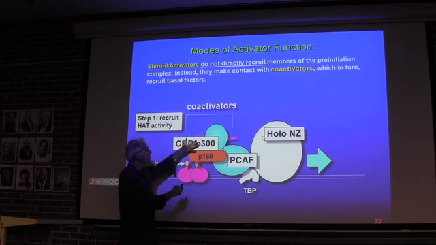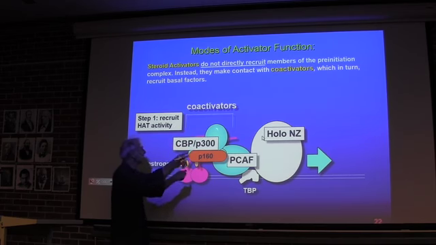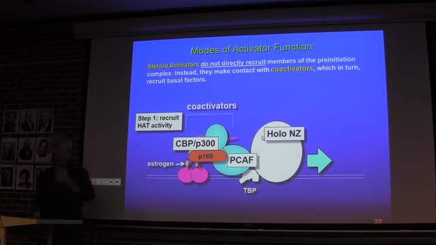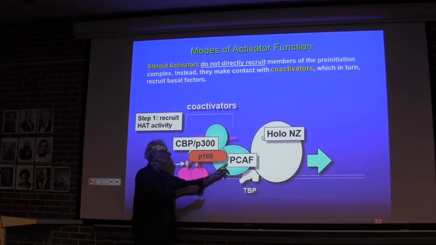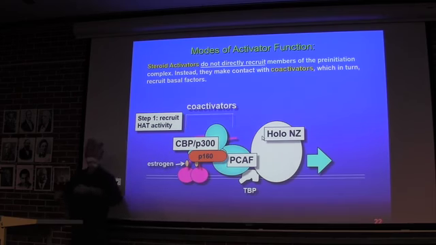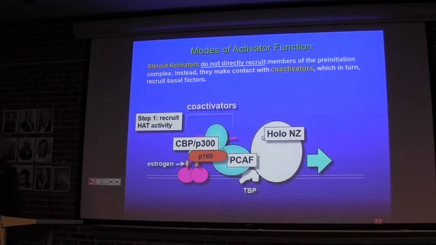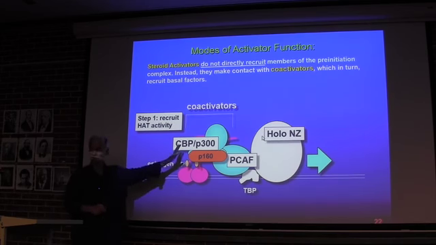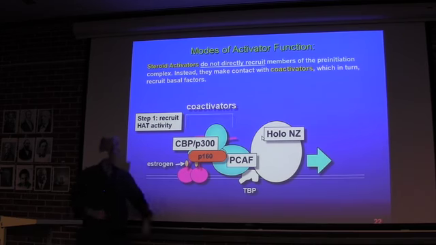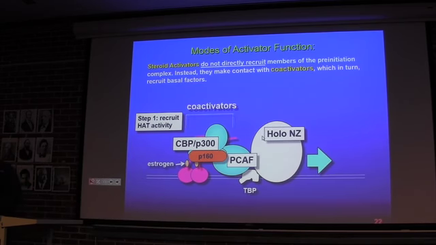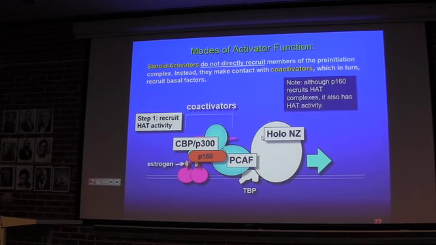CBP and a closely related protein, P300, they're sort of interchangeable, that contains a HAT. That's a coactivator. PCAF, we've already talked about that. The PCAF subunit of the PCAF complex contains a HAT activity. So it's HAT upon HAT upon HAT that are being recruited here by this transactivator, the steroid receptor. Step one. Then the coactivators begin to come.